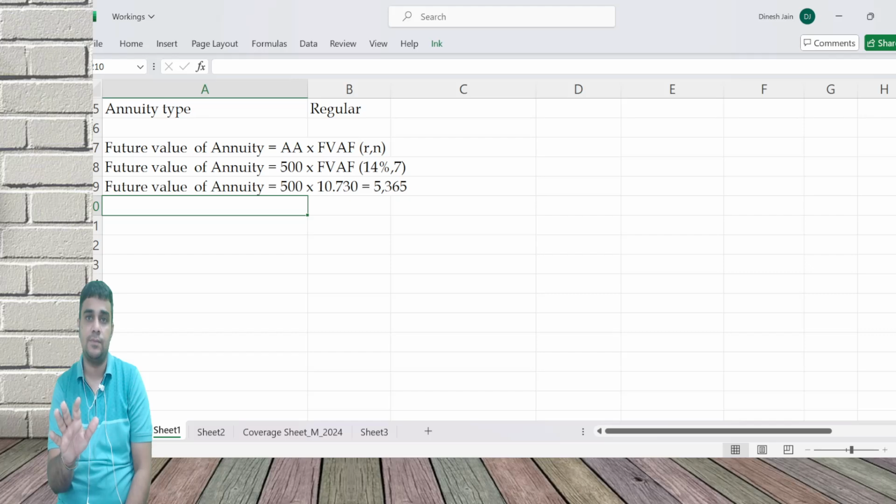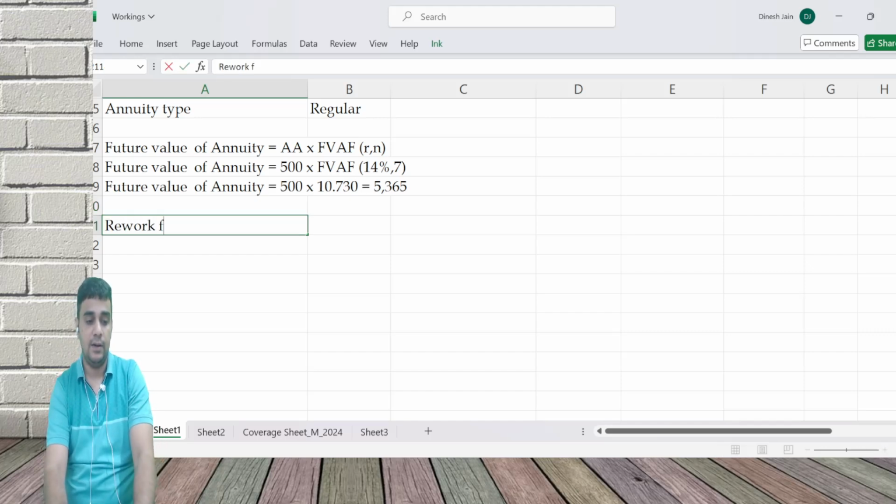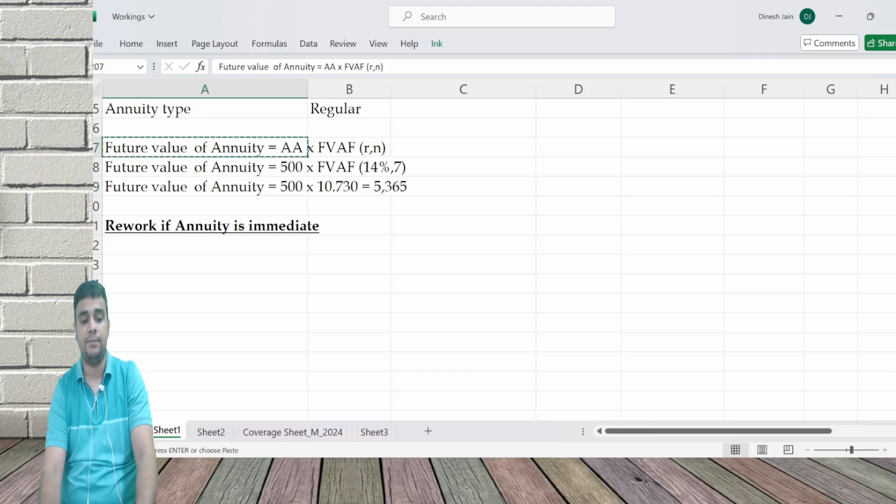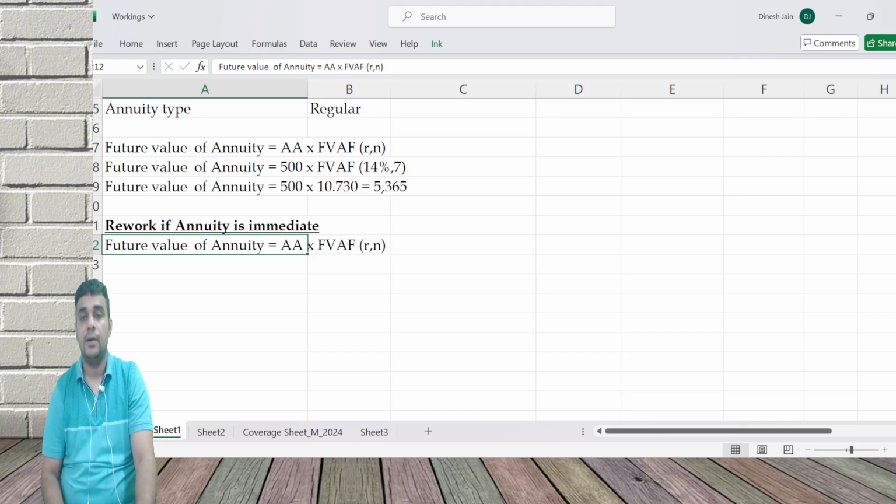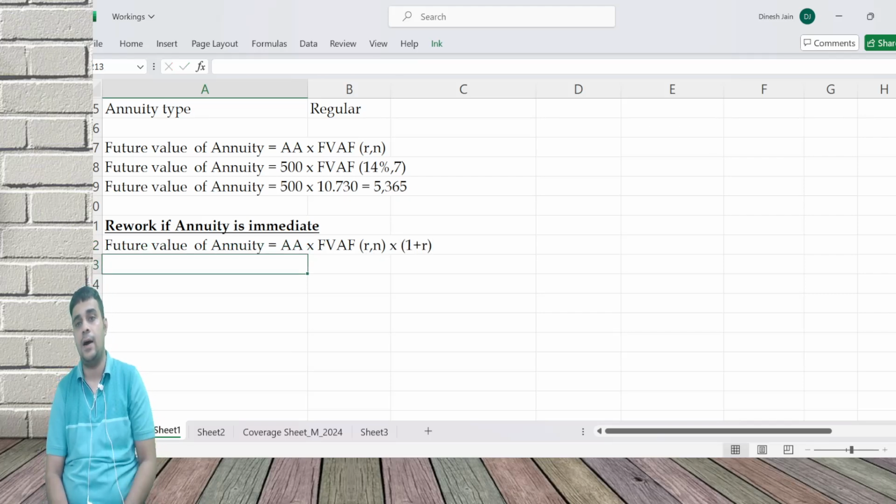Any doubts on this? Okay, same question I'm repeating. Rework if annuity is immediate. Same formula into 1 plus R. Whatever we did some time back, just do into 1 plus R.